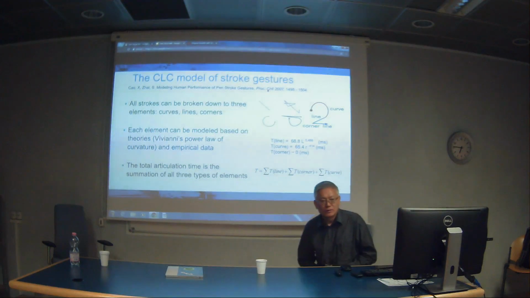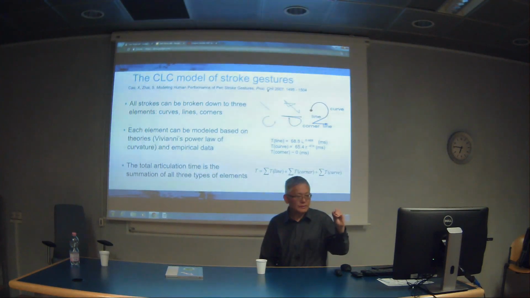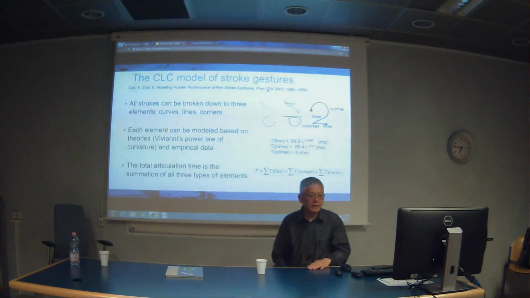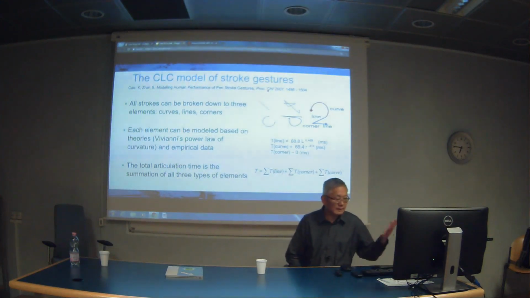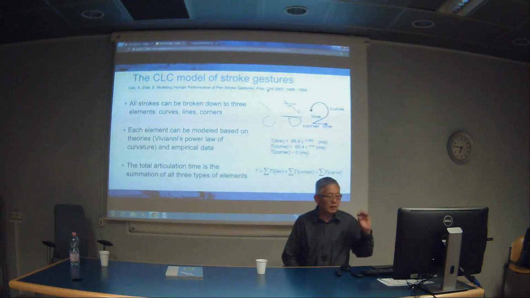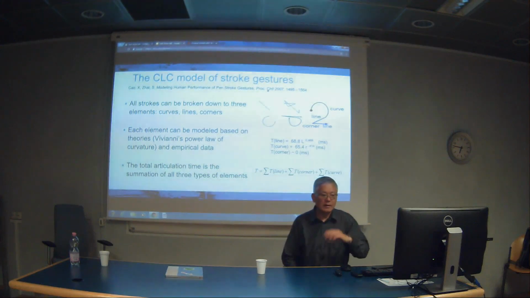This model, we call it the CLC model. Basically, all gestures can be broken down into three elements: corners, length or the gesture length as a straight line, and curves. And curves can be modeled by the power law of curvature, done by an Italian researcher quite well known in the motor control community. Each of these elements can be modeled into a time cost, and then all gestures can be broken down into these three elements and summed up.